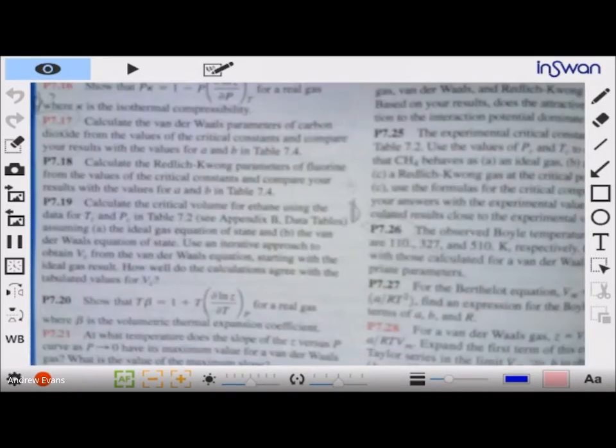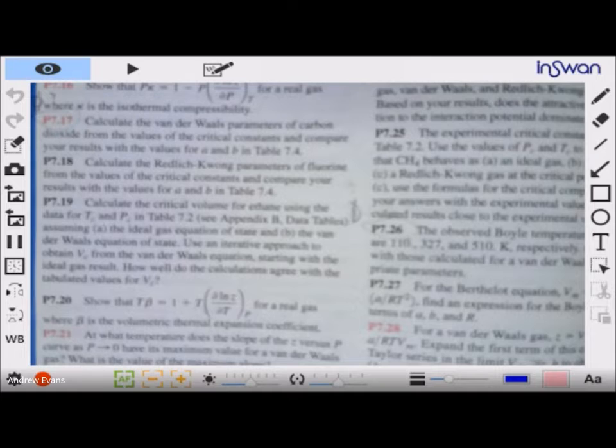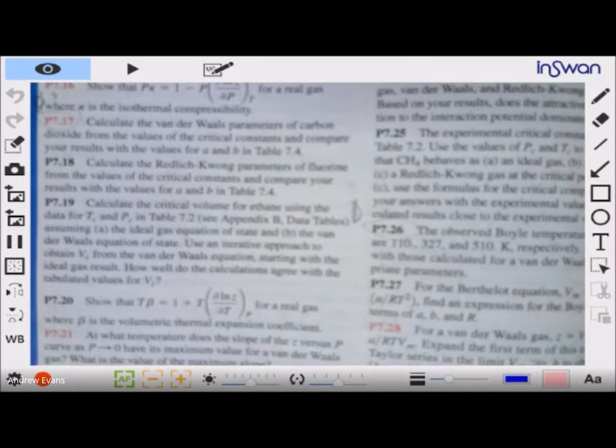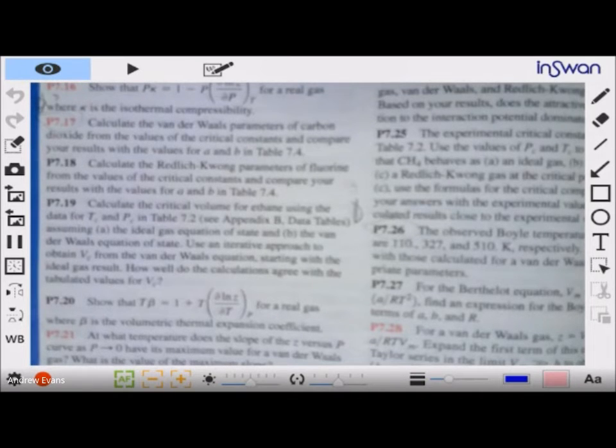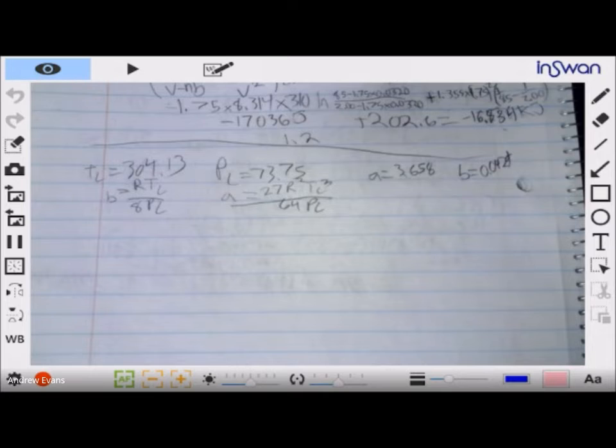So, problem 17. Calculate the van der Waals parameters of carbon dioxide from the values of the critical constants. Compare your results with the values for A and B given in table 7.4. So number 17 has us looking up the critical temperature values and using them to calculate the van der Waals equation parameters for carbon dioxide.